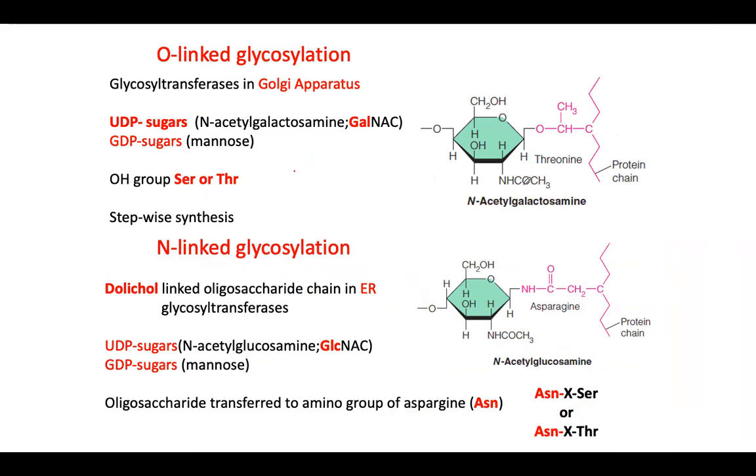This is just revision. All that it's telling you is that this is the O-linked glycosylation. I told you that O-linked can either be serine or threonine, because those are the amino acids that have oxygen. And N-linked is asparagine. Yeah, asparagine, exactly.